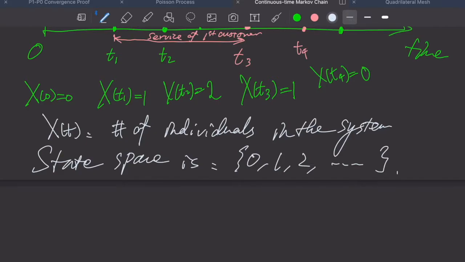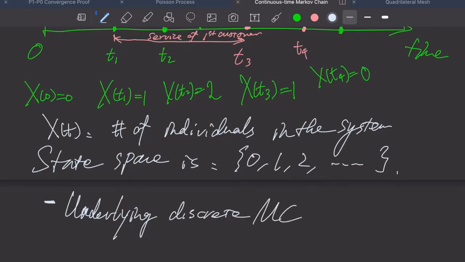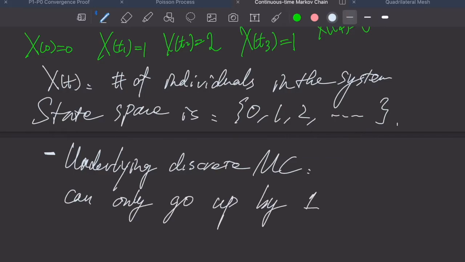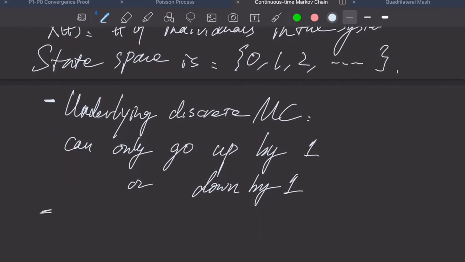All right, and now we're going to derive the transition probability of this birth and death process. First, I want to make two remarks. This birth and death process is very similar to the time reversible Markov chain we learned earlier. The underlying discrete Markov chain of this continuous Markov chain can only go up by one or go down by one in terms of state, okay? Which makes it a candidate of time reversible Markov chain.